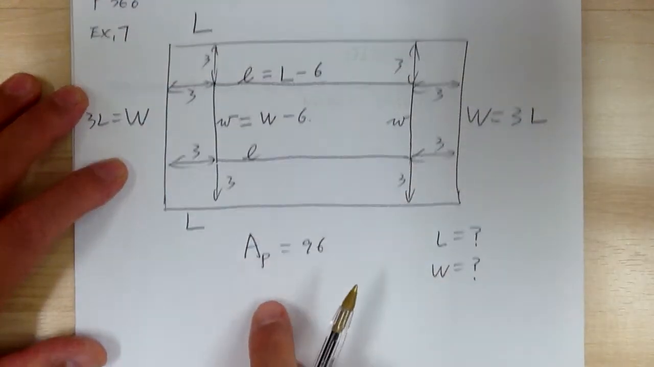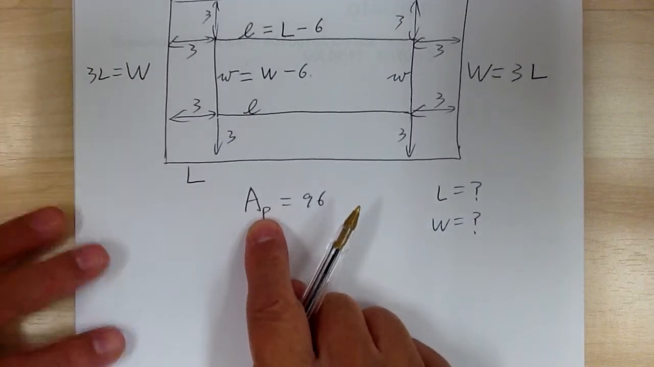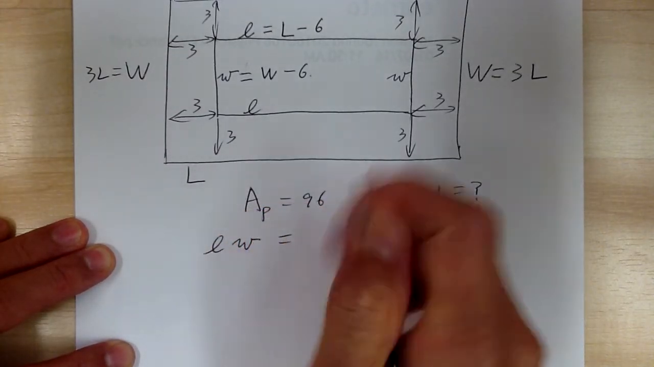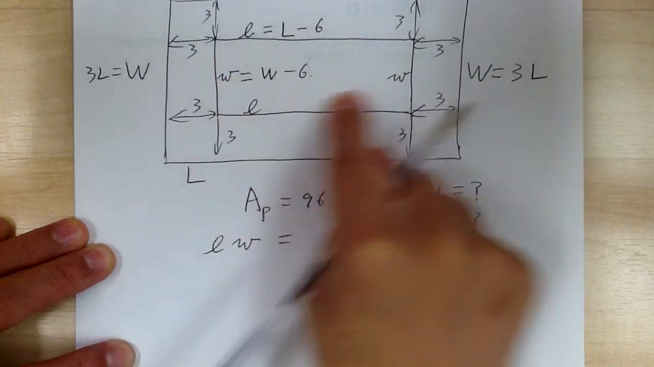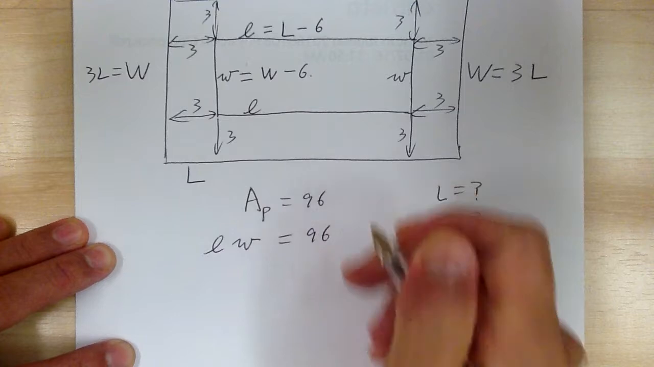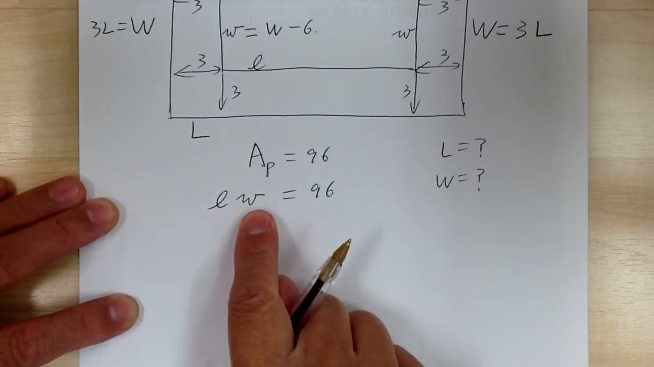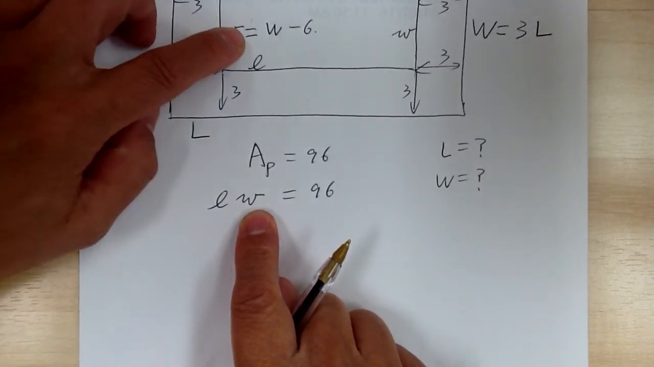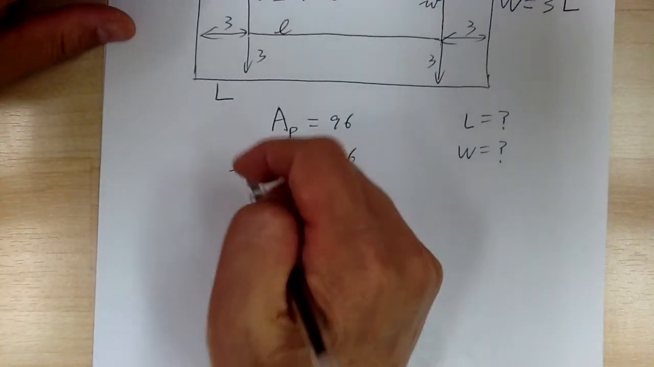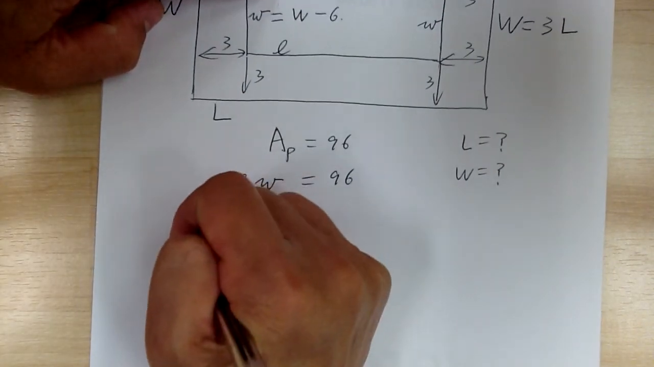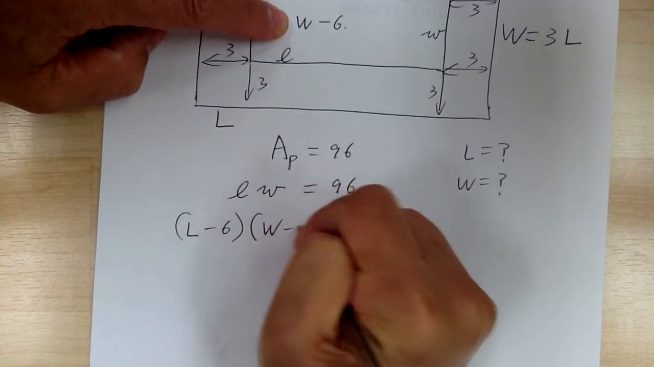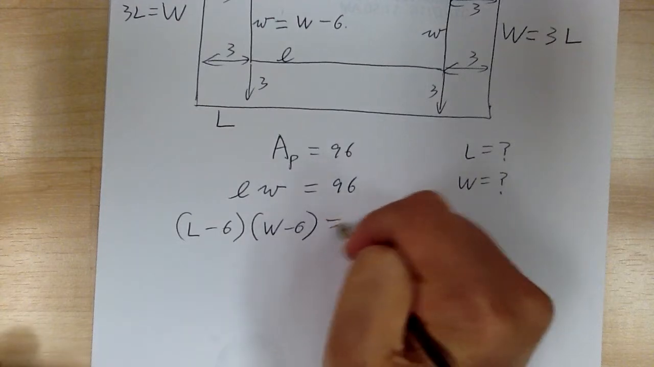So now let's go and substitute. The area of the picture is going to be equal to length times width, right? The picture is over here. So it's length times width, but it's small letters now. You have to be careful. And again, whenever you have an equal, that's when you want to substitute. So the small L is big L minus 6. The small W is big W minus 6.